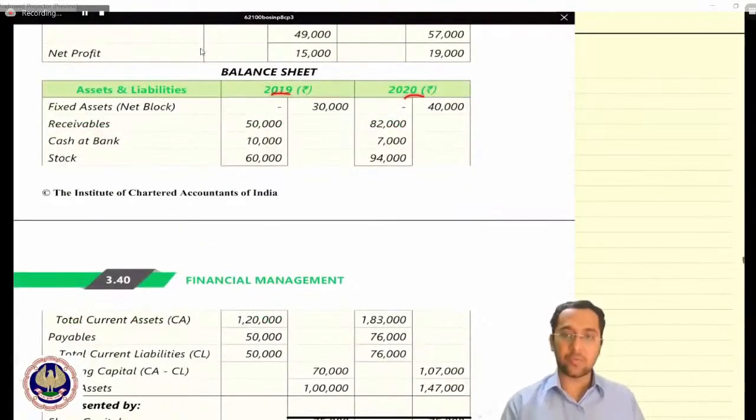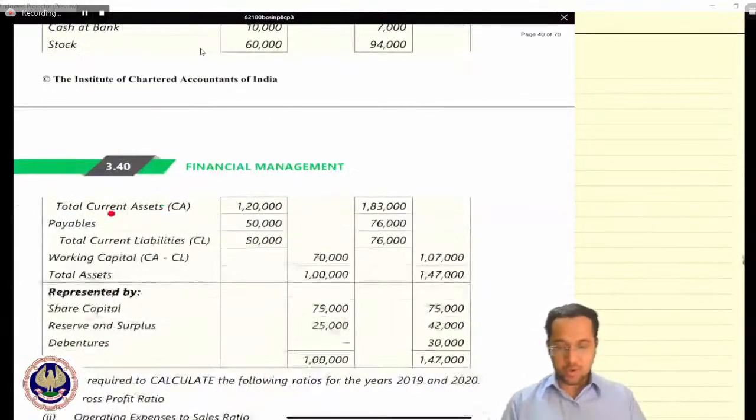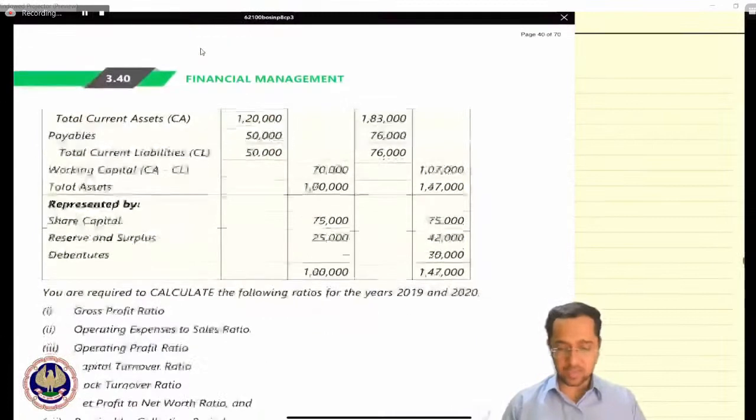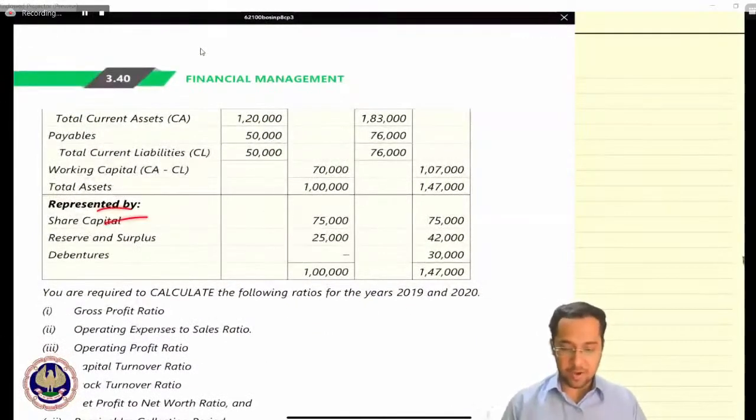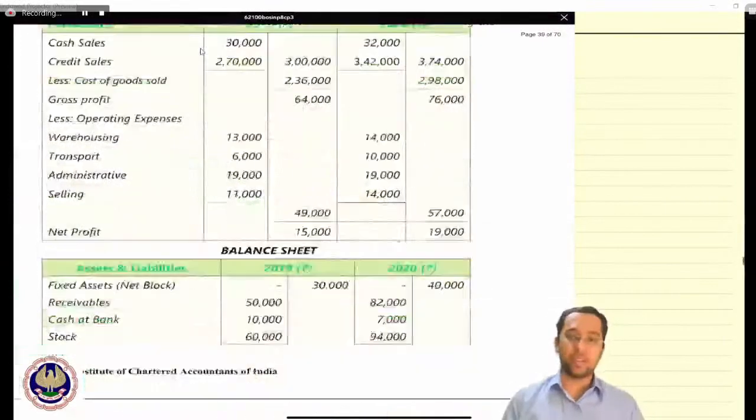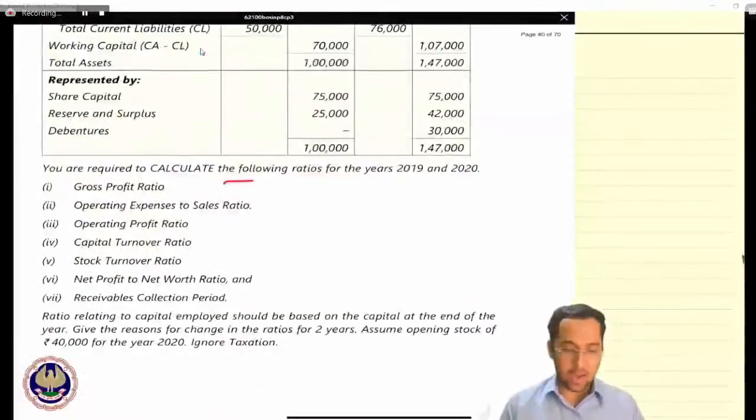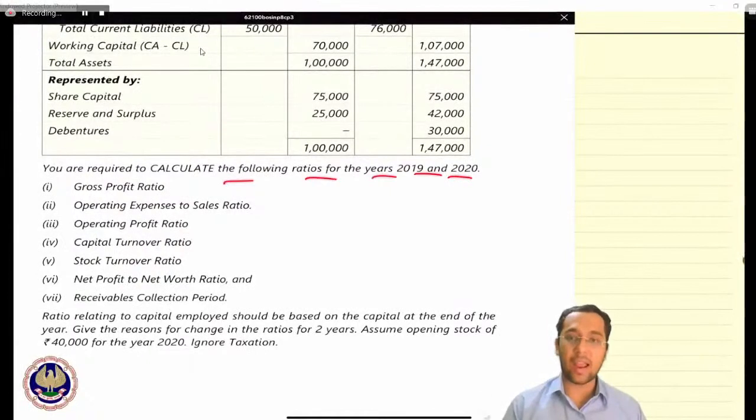They've been given the balance sheet of 2019 and 2020 also. Fixed assets, which is net block, that is after providing for depreciation. Receivables, cash at bank, stock. Total current assets stands as this, as reduced by the payables. So your working capital stands like this, which is represented by share capital, reserves and surplus, and debentures. It's a concise form of balance sheet and income statement given to us. We are required to calculate the following ratios for the year 2019 and 2020.